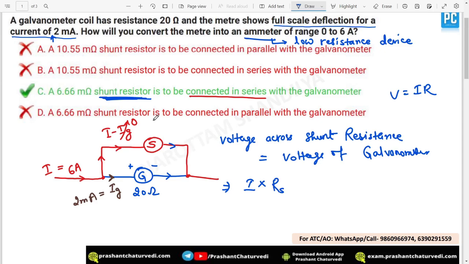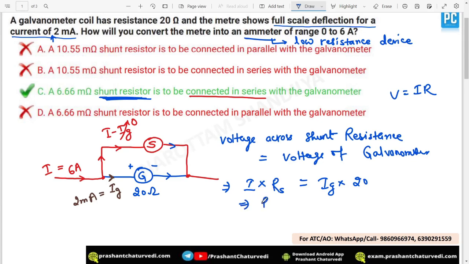resistor in series. Okay, but here in case of conversion of a galvanometer into an ammeter, you have to place the shunt resistor in parallel. Okay, so I into Rs, this particular voltage will be exactly the same as the voltage of this galvanometer. So along the galvanometer the current is Ig, right? And the resistance of the galvanometer has been given, that is 20 ohms.